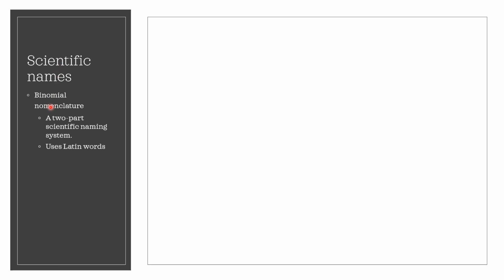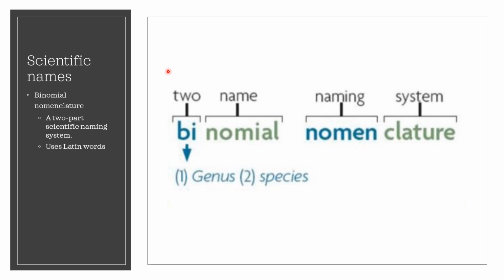In taxonomy, binomial nomenclature, which is also known as the two-name naming system or binary nomenclature, is a formal system of naming species of living things by giving each a name composed of two parts. So it uses Latin words. When we examine the etymology of binomial nomenclature, we can see that bi means two, nomial is name, nomen means naming, and clature is the system. So the bi here means that the scientific name is composed of two parts. The first part is the genus and the second part is the species.